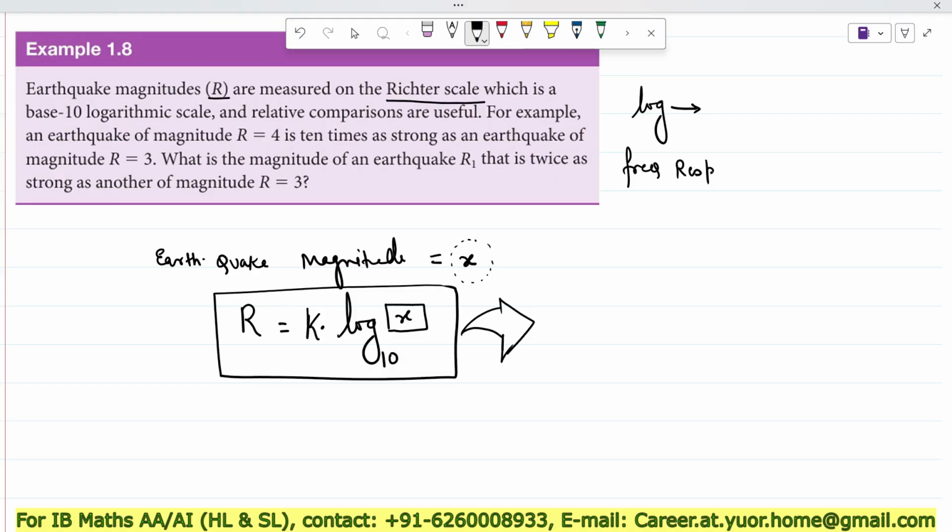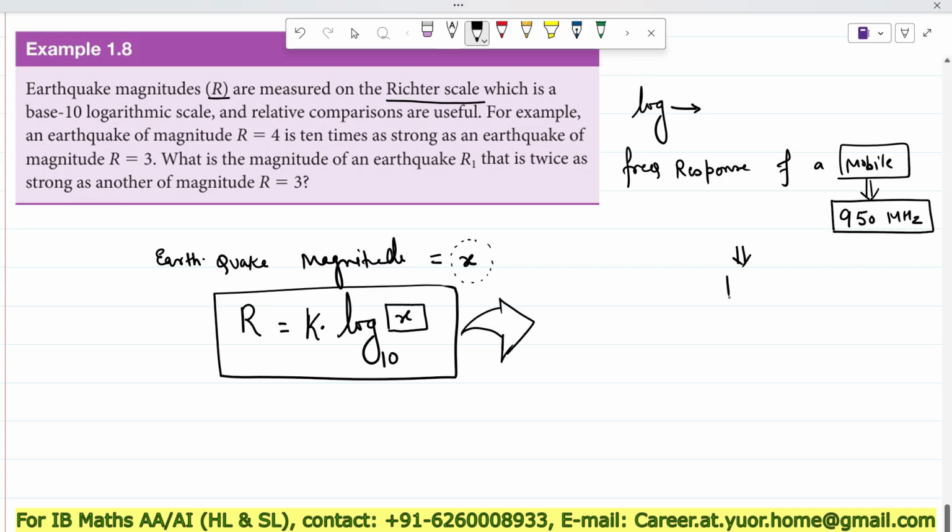Suppose you have to analyze a frequency response. Suppose you have to analyze a frequency response of a mobile phone. Mobile phone works on megahertz frequency. Suppose 950 megahertz, right? You are analyzing the frequency response of this mobile receiver. So if you plot it, what will happen? See, if you have a linear scale, suppose on the x-axis you have the frequency, and on the y-axis you have to plot the magnitude of the signal which will be received on this mobile phone.